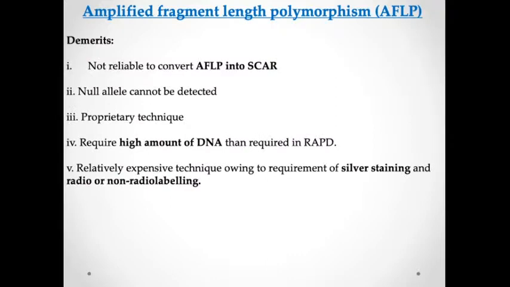So some demerits; SCAR we will discuss about now. Null alleles cannot be detected. If there is a null allele without any effect, it's not possible to identify it. It's a proprietary technique, so once someone gets the rights to it, no one else can change that. Furthermore, it requires a high amount of DNA, more than is required in RAPD. It is relatively expensive owing to the silver staining experiments, and because we are using a radioactive and non-labelled pathway.